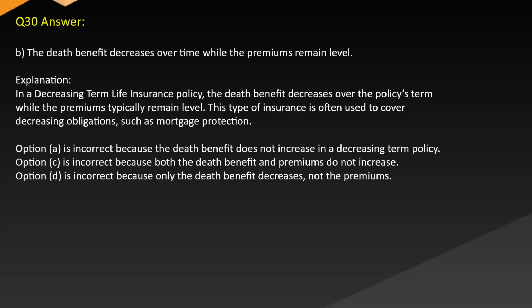Option A is incorrect because the death benefit does not increase in a decreasing term policy. Option C is incorrect because both the death benefit and premiums do not increase. Option D is incorrect because only the death benefit decreases, not the premiums.